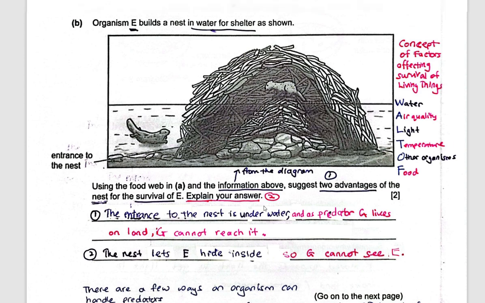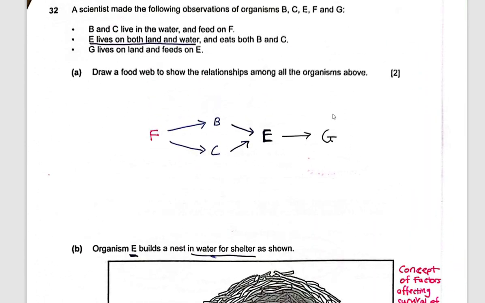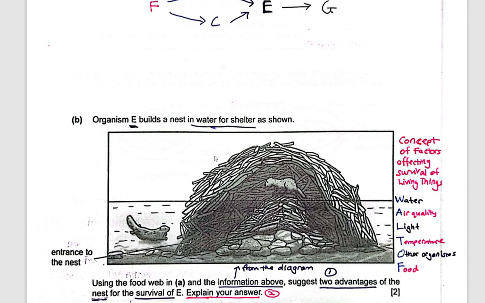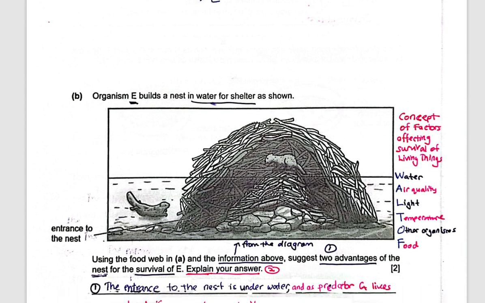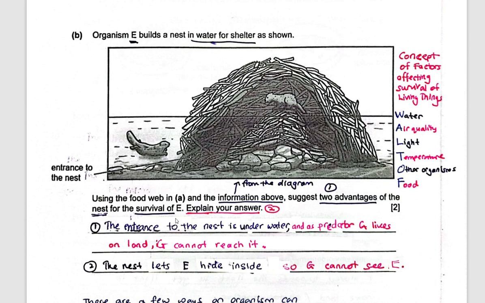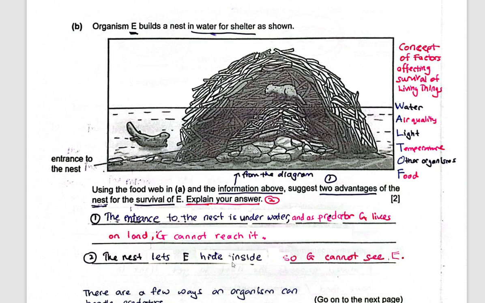But what's the point? How is that useful? Let's take a look at the organism that feeds on it, G. Where does G live? G lives on land. Where does E live? E can live on land, but E can also live in water. And by building its nest in water, this makes it really hard for G to get to it. So by putting an entrance to the nest underwater, predator G that lives on land cannot reach it. Simple as that. If the predator cannot get into the nest, then it is safe. They are safe inside.